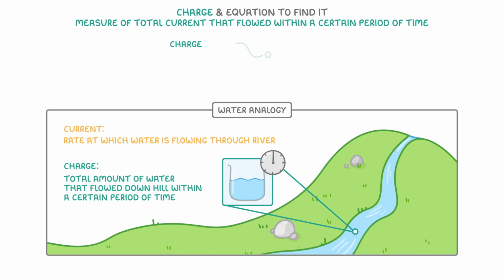We represent charge with the letter Q, and it's measured in coulombs, which we show with a C. The equation to remember is that charge equals current, measured in amps, multiplied by time, measured in seconds.